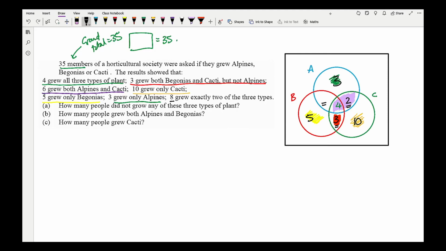So here I've got 2 plus 3, which is 5. So this region here must equal 3. And there I've got my completed Venn diagrams. I'm just going to make the numbers a little bit clearer for you to see without deleting anything.